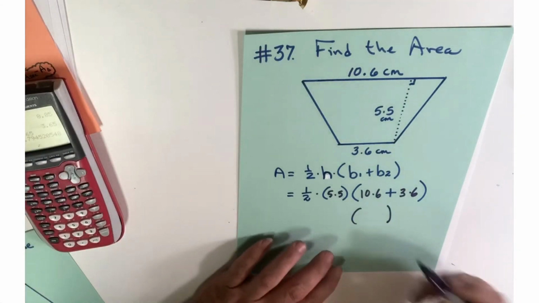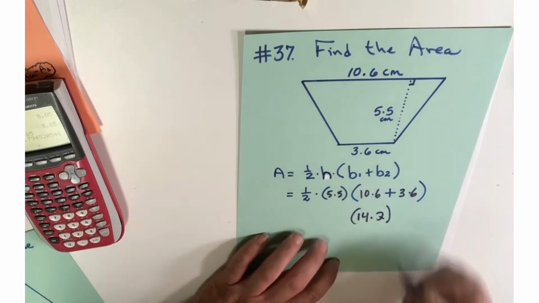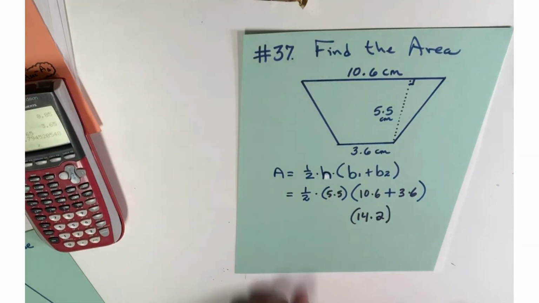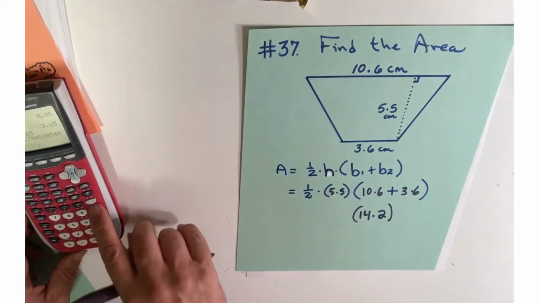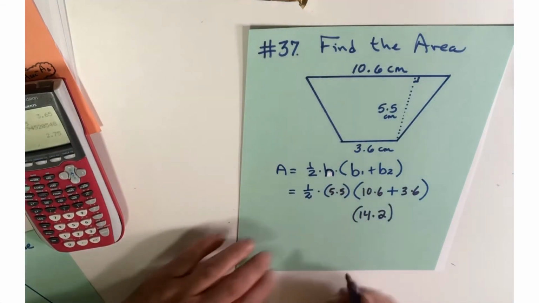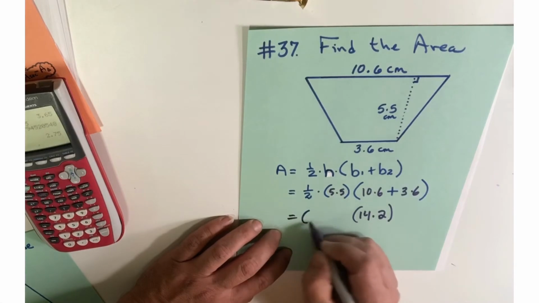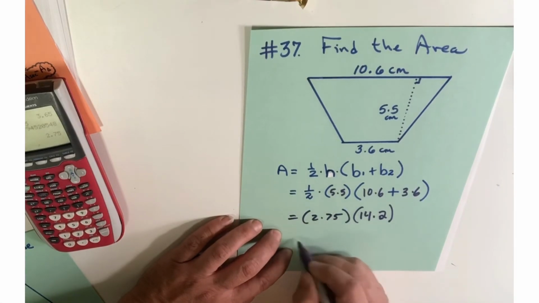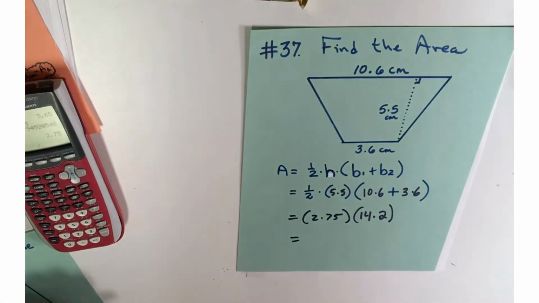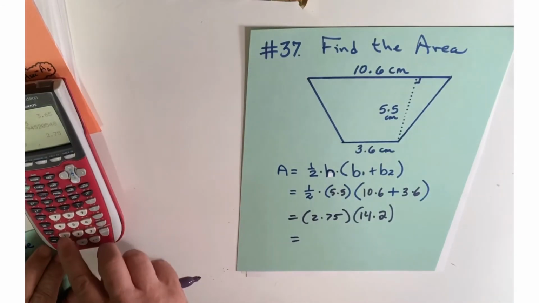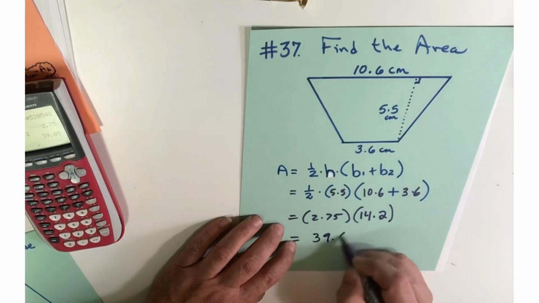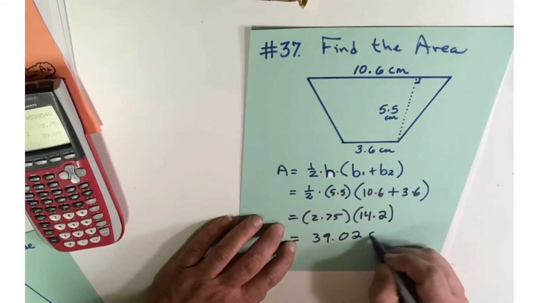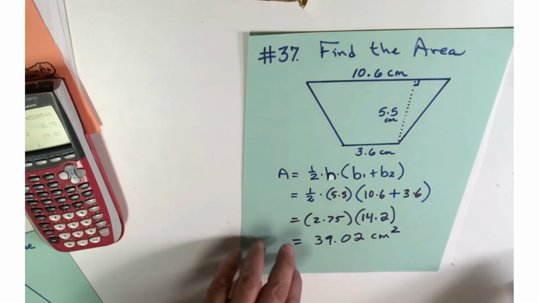That would be 14.2. Okay, so there's my 14.2. Let me go find out what half of 5.5 is. So 5.5 times 0.5, half of that is 2.75. And if I multiply 2.75 times 14.2, you will be getting 39.02 centimeters. It's area, so don't forget to say squared.